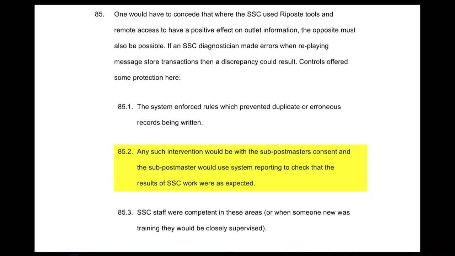Yes. Agreed? Yes. So even in the cases where you were in contact in the SSC with a sub-postmaster, it was not the case that you always obtained their consent before alterations to financial data were made. Is that right? I want to say it's not right, and that we would always discuss with the sub-postmaster, but there were no controls to ensure that was the case.